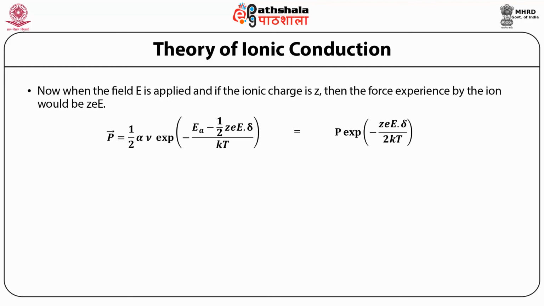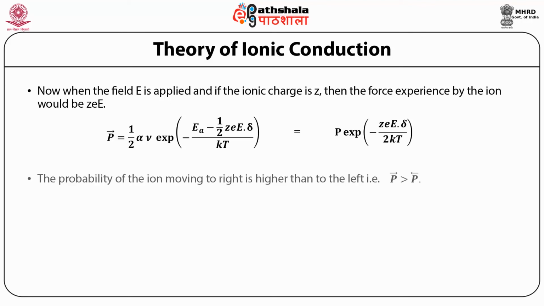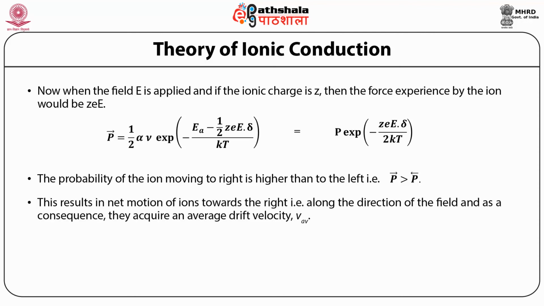So the above expression shows that at any given temperature, the probability of the ion moving to the right is higher than to the left. That is, capital P for the right is greater than capital P for the left. This results in net motion of ions towards the right, that is, along the direction of the field, and as a consequence they acquire an average drift velocity, that is V average.